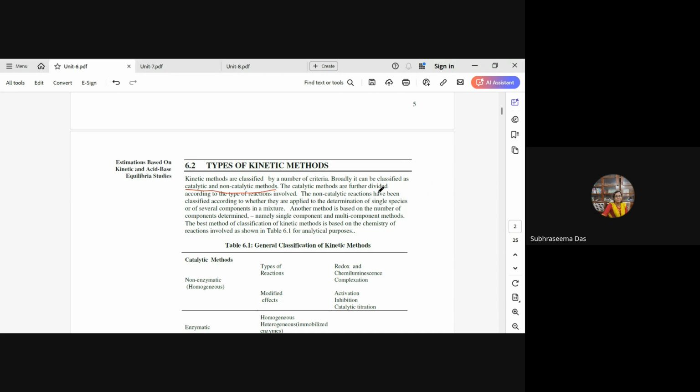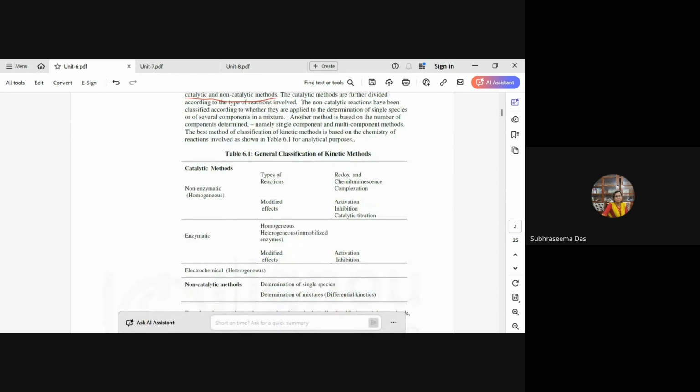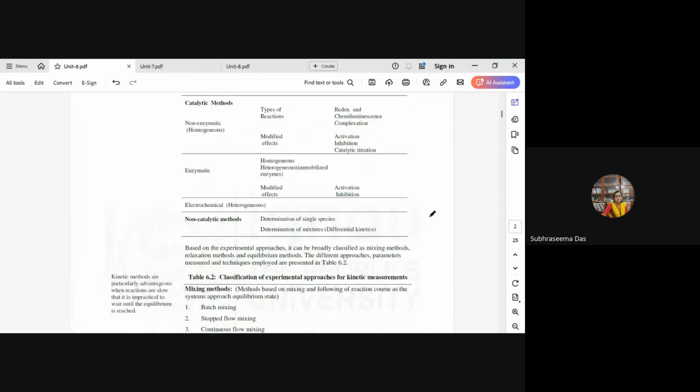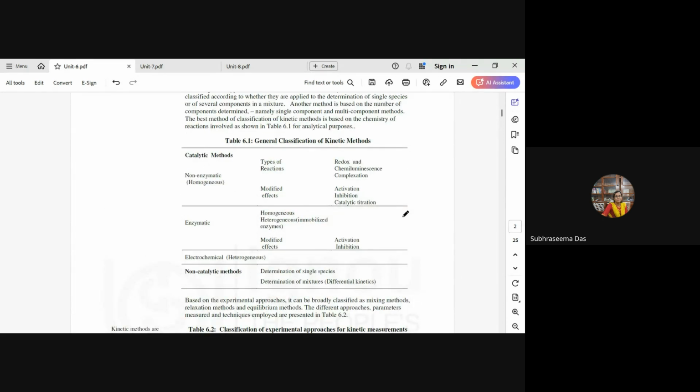When we look into table 6.1, we see the most generally accepted classification of kinetic models. From table 6.1, we can see that the kinetic methods have been classified into catalytic methods and non-catalytic methods. In the catalytic methods, we have two types of reactions, that is non-enzymatic or enzymatic reactions and electrochemical reactions. The non-catalytic methods, which do not use any catalysis, have been further classified into single component, or they have been used for mixture components.